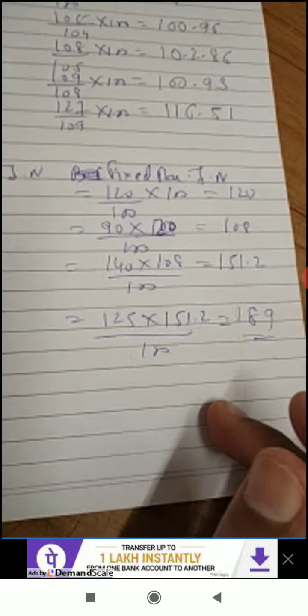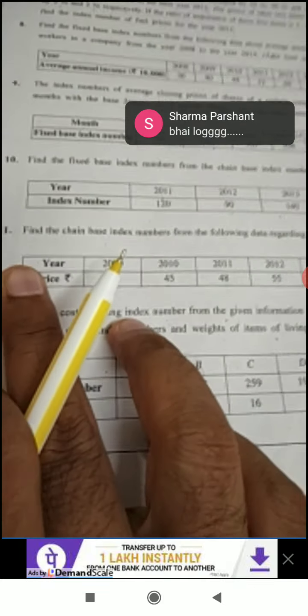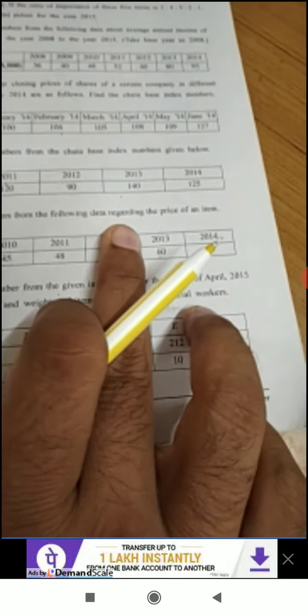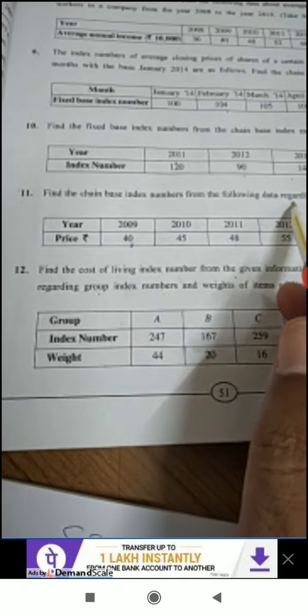Okay. So now in next sum, that is question number 11. So what is given in question number 11? Find the change base index number from the following data regarding the price of an item. You have to find here change base. Find the change base. So here question number 11 now.